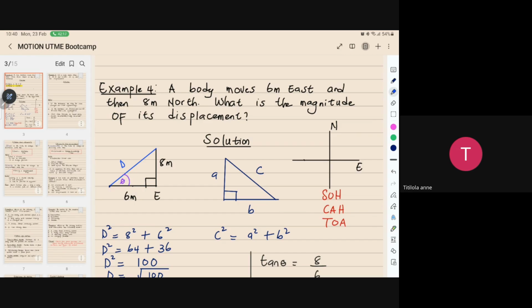So that angle is why I now apply tan inverse, because I'm looking for the angle here. I have two sides of a right angle triangle. So tan will give me that angle here. Does that make sense now?